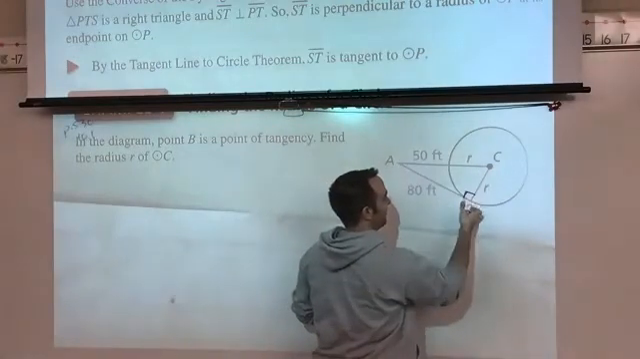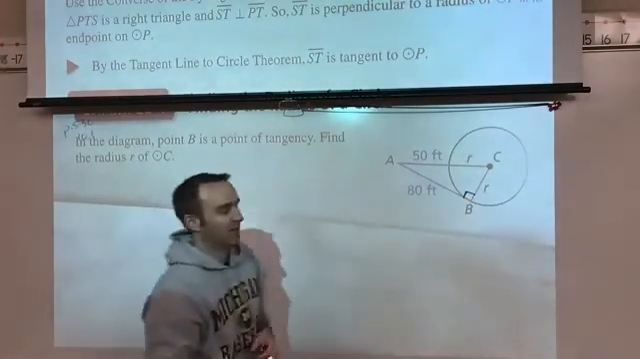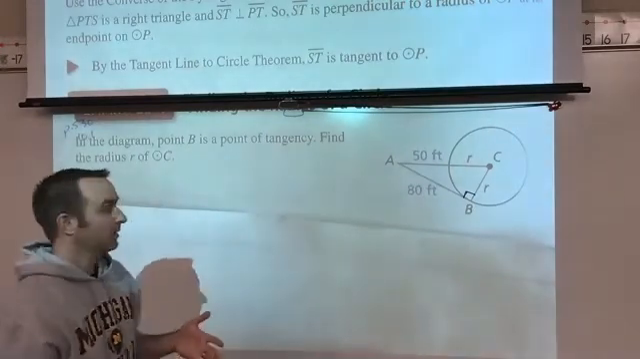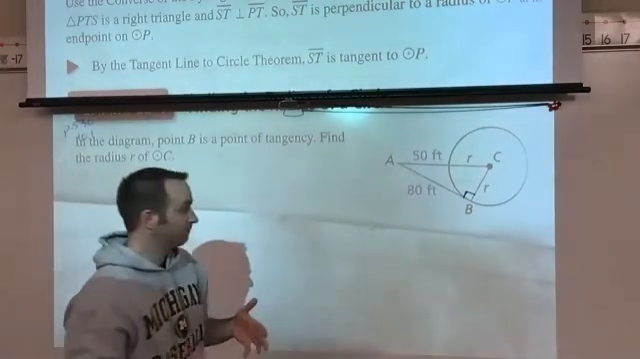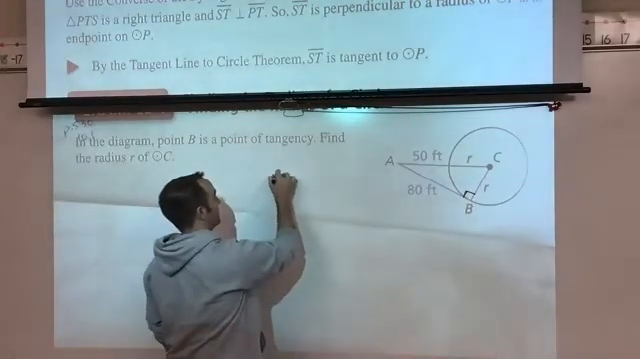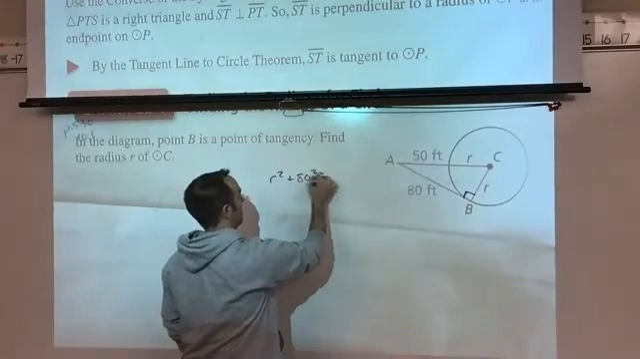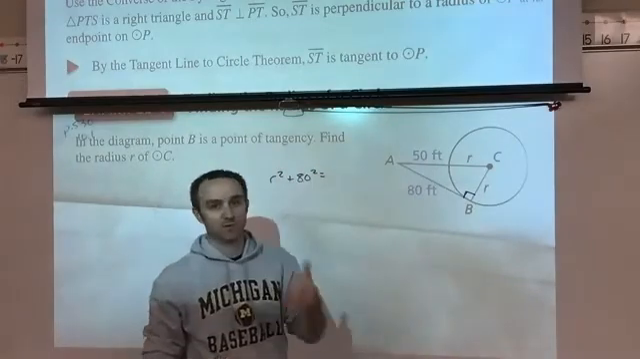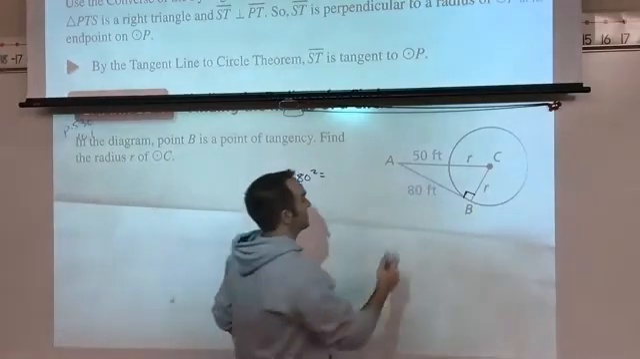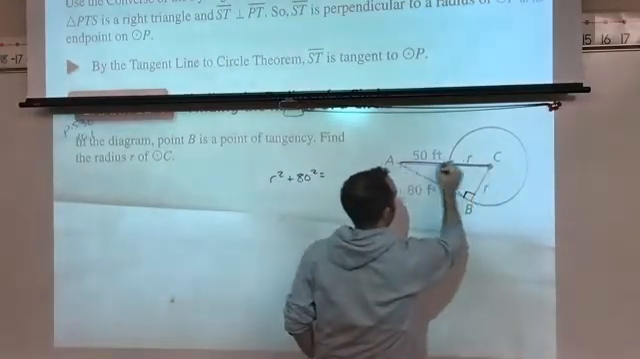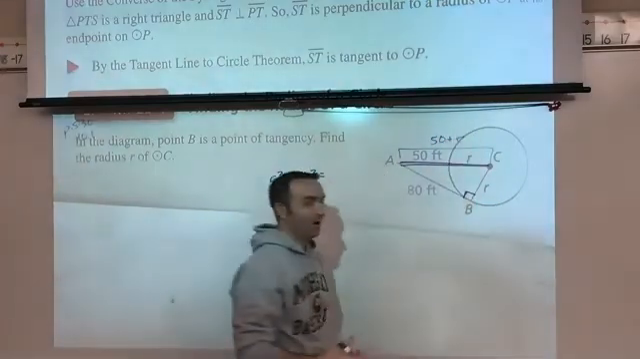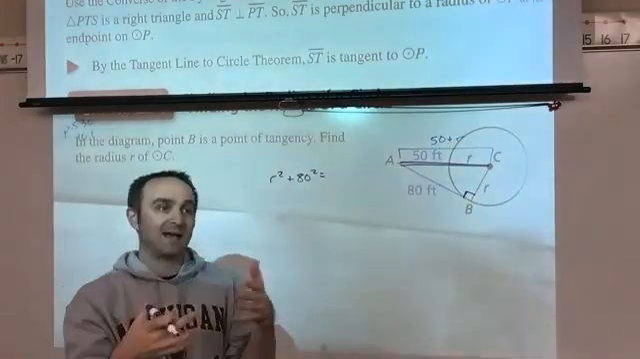Remember, a tangent line and a radius have to be perpendicular. So it's a right angle there, which means I can set up the Pythagorean theorem. I'm going to set it up with my two legs, R and 80. So that's R squared plus 80 squared. And then my hypotenuse squared. My hypotenuse is not 50. My hypotenuse is this whole thing. So my hypotenuse needs to be 50 plus R, those two things added together.